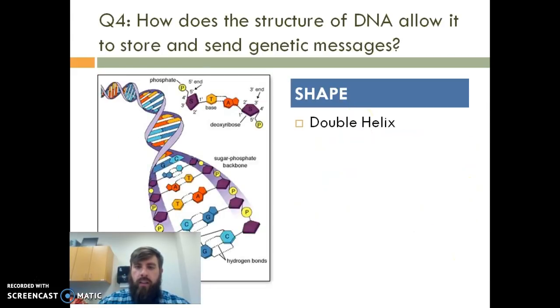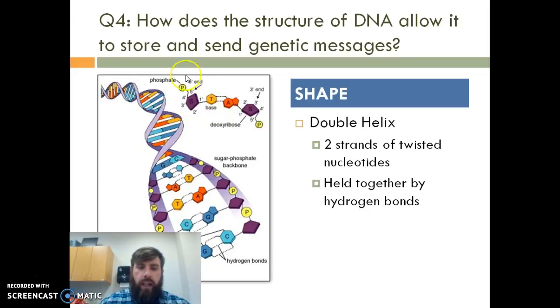It is shaped like a double helix. Think of it like a spiral staircase. So those 2 strands are twisted together. They're held together in the middle by hydrogen bonds. So this is that big twisting. You can see the 3D model up front on the Darwin table if you want to look at that.